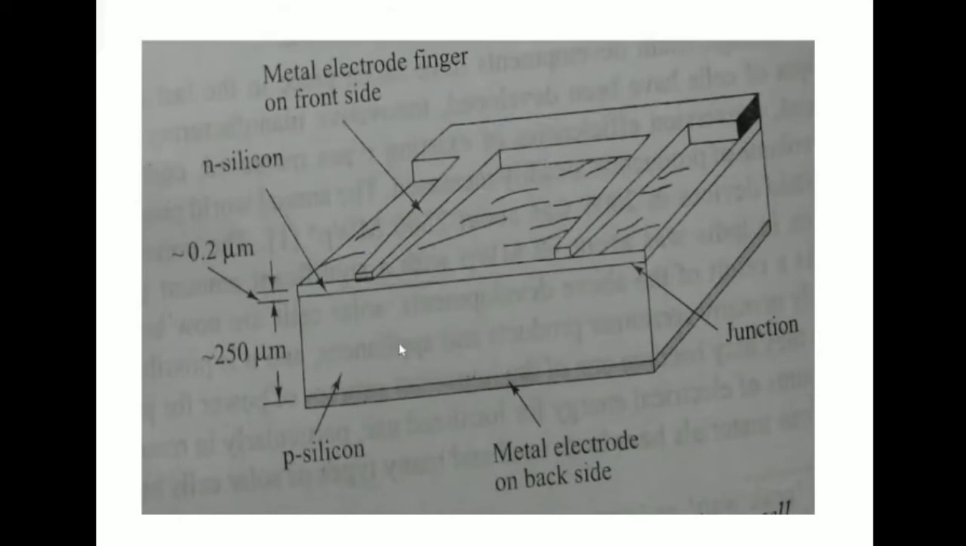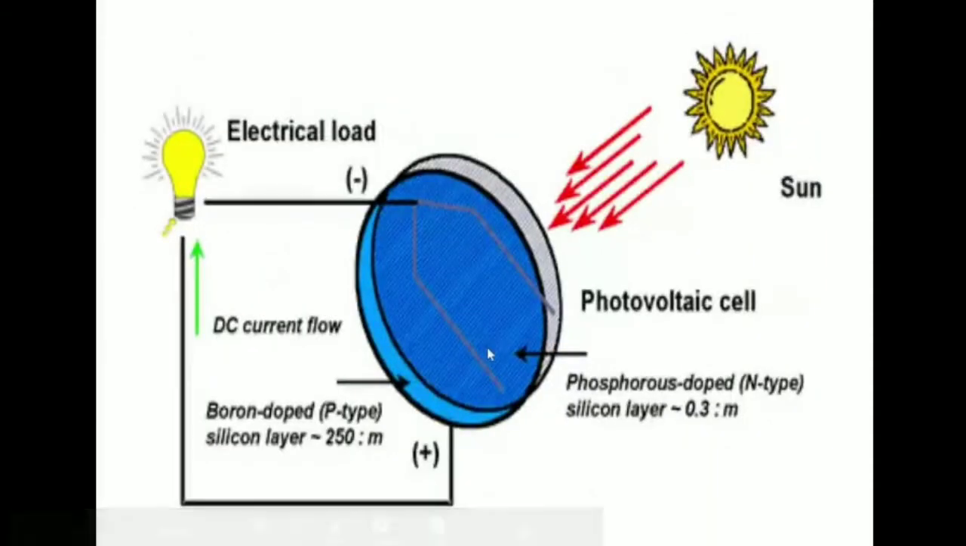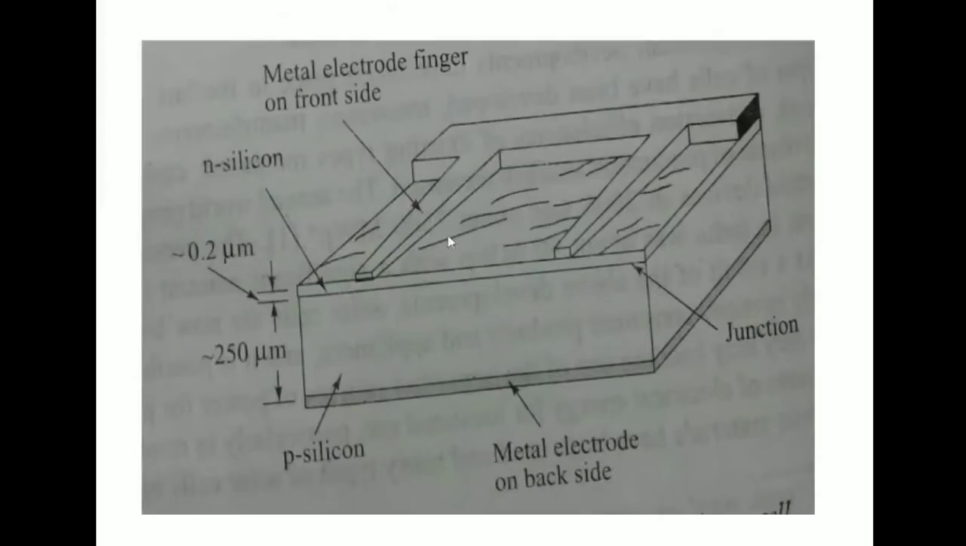This is the structure of a solar cell. N-type material, 0.2 micrometer thickness, is placed on the top, and P-type layer is provided on the bottom, 250 micrometer thickness. So this PN junction is being created here. Then a metal electrode is provided for electrical connection at the bottom from the P side, as well as on the N side also a metal electrode finger is used for taking the connection. Junction is shown between P and N type material. This is the construction.